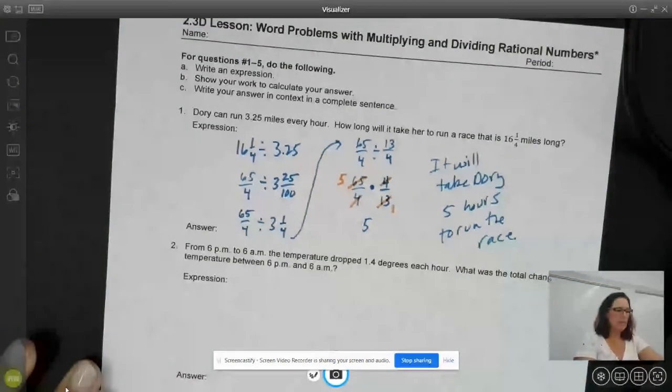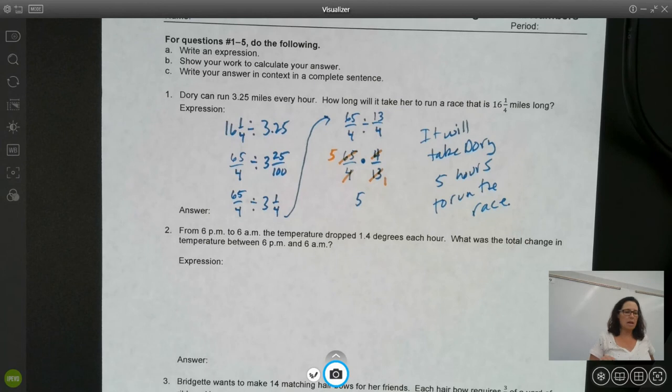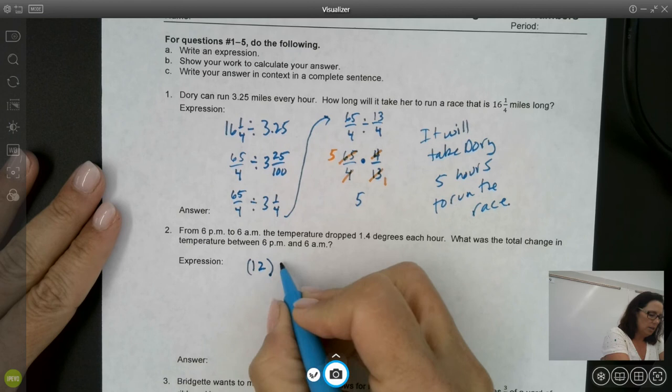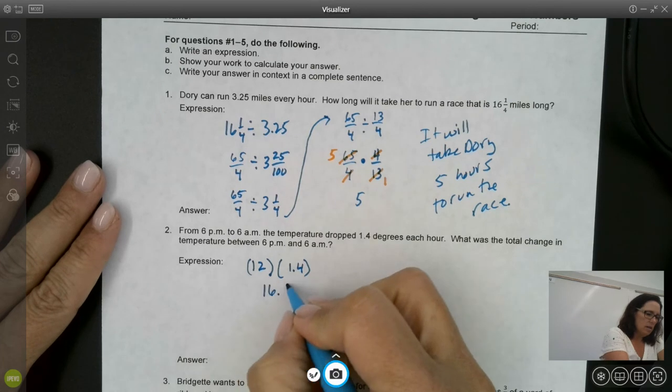Okay, number 2. From 6 p.m. to 6 a.m., the temperature dropped 1.4 degrees each hour. What was the total change in temperature between 6 p.m. and 6 a.m.? Each hour 1.4 degrees. Hopefully you understand that between 6 p.m. and 6 a.m. that's 12 total hours. So we're going to need to multiply 12 times 1.4, and 12 times 1.4 is 16.8.